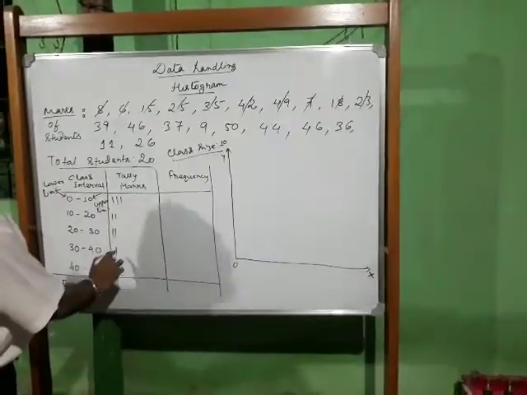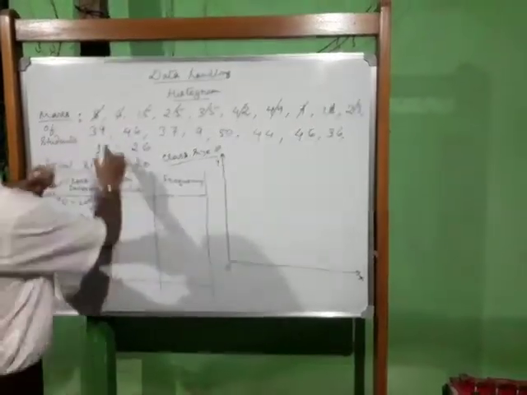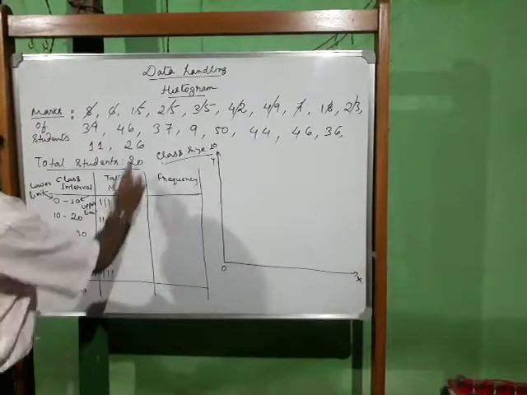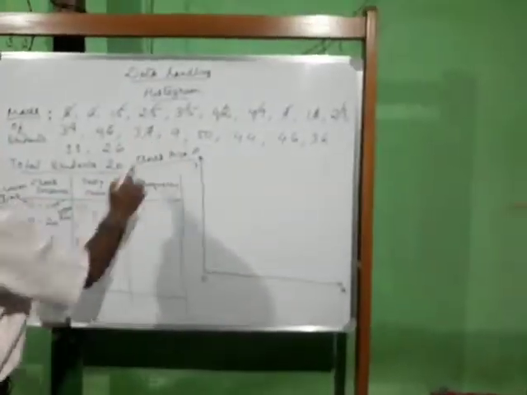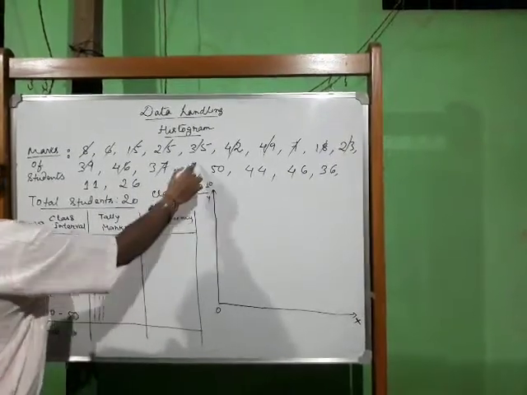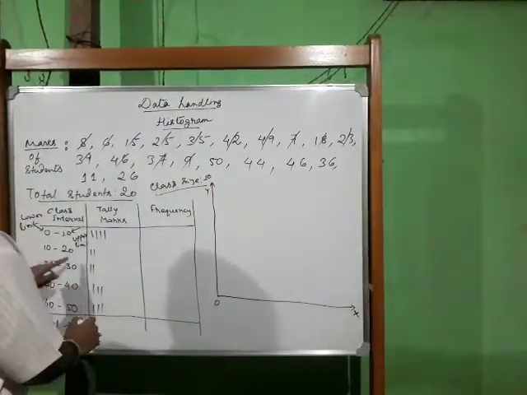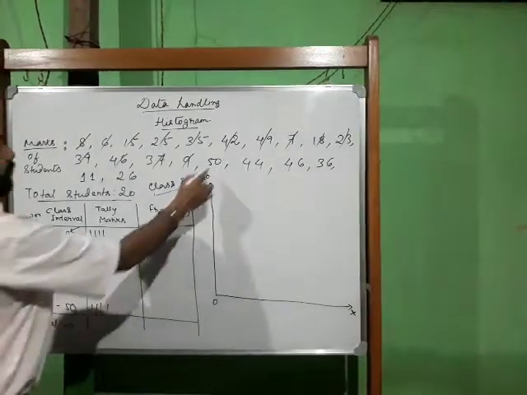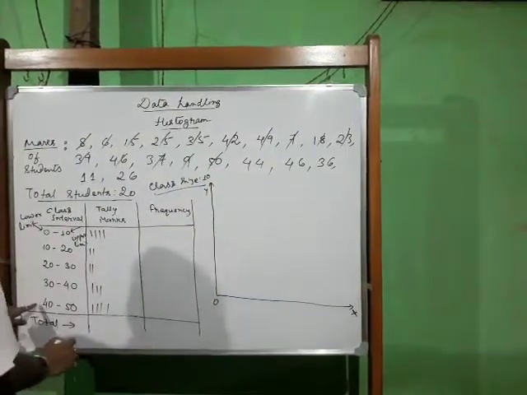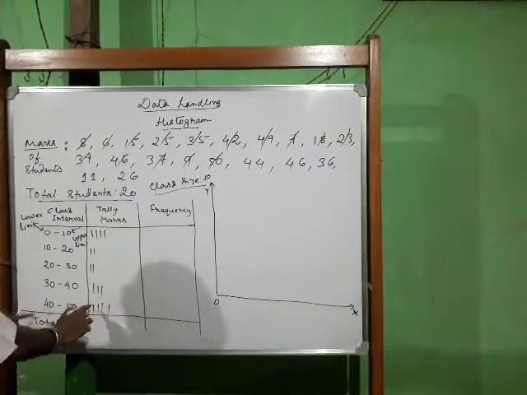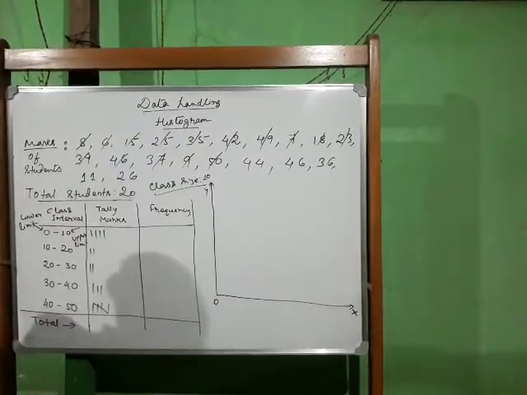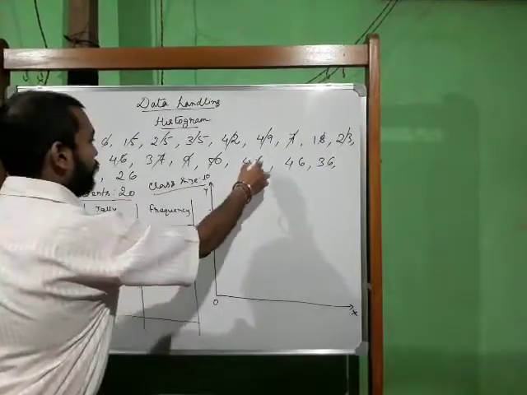39 will be here. 46 will be here. 37 again will be here. 9 will be here. 50 will come here. 44: already 4 we have completed, so to make it 5 we will just strike it here like this. So 44 is completed.